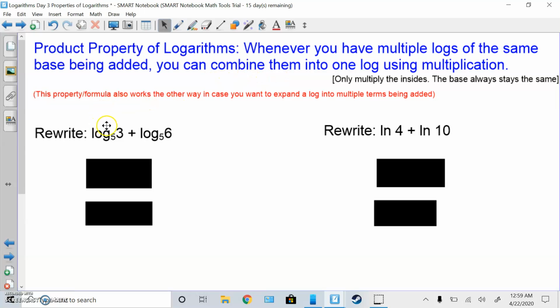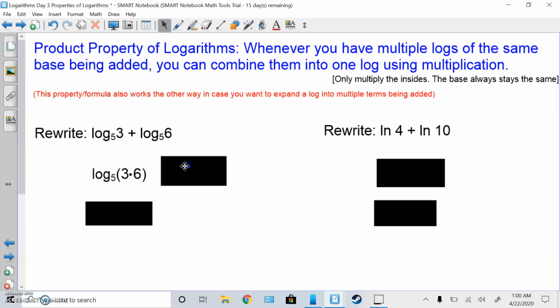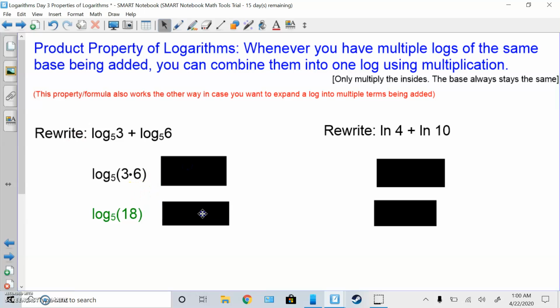Alright, so rewrite log base 5 of 3 plus log base 5 of 6. These are both log base 5, so I come down to a single log base 5. Now I'm going to multiply the inside, 3 times 6. So 3 times 6 is 18.